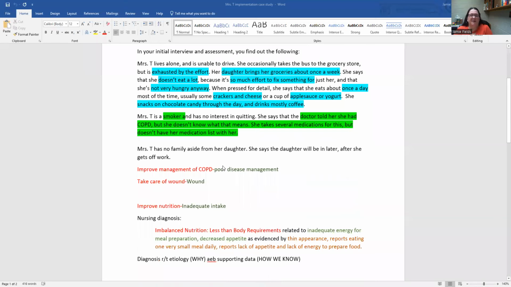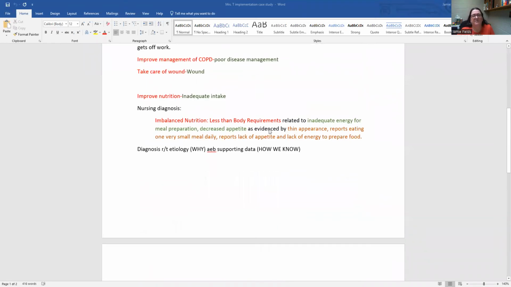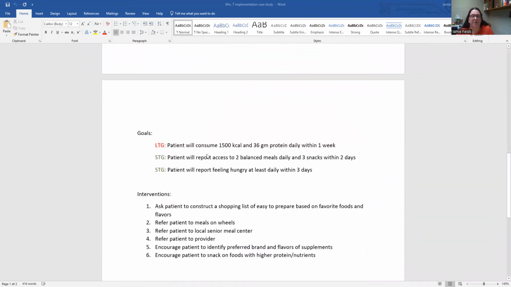We have a nursing diagnosis, imbalanced nutrition, less than body requirements related to inadequate energy for meal preparation, decreased appetite, as evidenced by, we have evidence for this, okay? Our goals: the patient will consume 1,500 kilocalories and 36 grams of protein daily within 1 week. Patient will report access to 2 balanced meals daily and 3 snacks within 2 days. Patient will report feeling hungry at least daily within 3 days, okay?